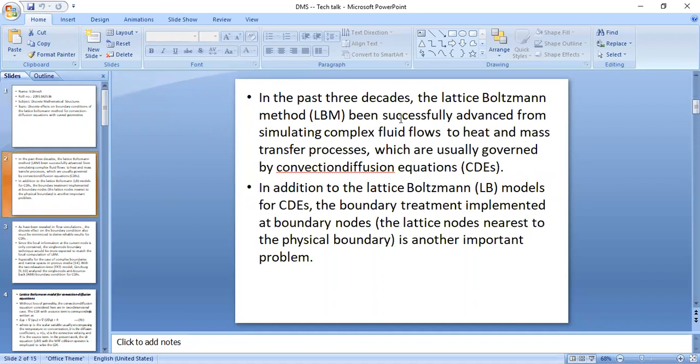In the past 3 decades, the lattice-Boltzmann method, LBM, has been successfully advanced from simulating complex fluid flows to heat and mass transfer processes, which are usually governed by convection diffusion equations, CDEs. In addition to the lattice Boltzmann models for CDEs, the boundary treatment implemented at the boundary nodes, the lattice nodes nearest to the physical boundary, is another important problem.